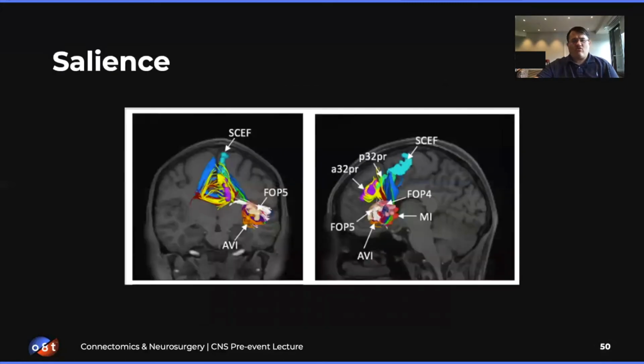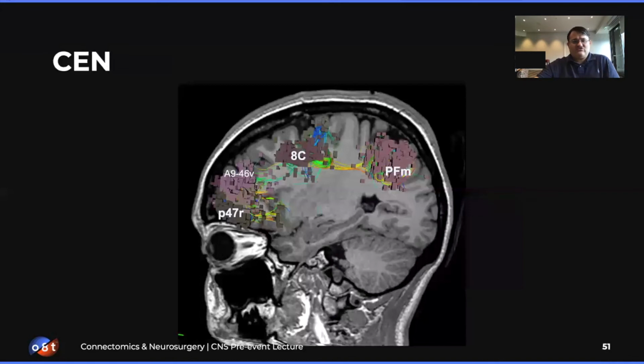The salience network is also known as the cingulo-opercular network. It involves a middle cingulate component, an anterior insular component, and the frontal aslant tract, which links them. And the central executive network is a very complex network, but essentially is 3 parts: the lateral frontal polar region, an area called 8C in the posterior dorsolateral prefrontal cortex, and an area called PFM in the supramarginal gyrus, and they're linked by a string of connections in the superior longitudinal fasciculus.